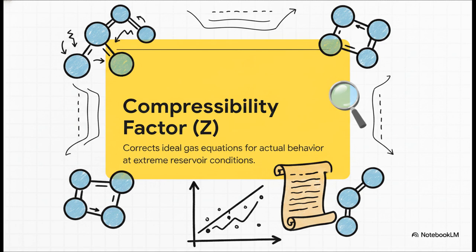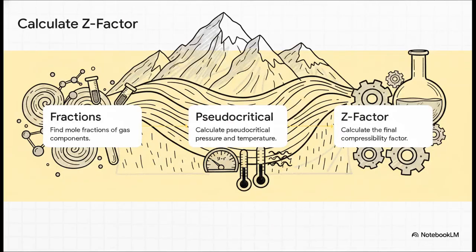Figuring out this deviation means relying on some complex models. We're talking about the famous Standing and Katz chart from back in 1942, or the highly precise Dranchuk and Abu-Kassem mathematical correlation. To actually handle all that complexity, we transform what looks like a terrifying wall of thermodynamics into a simple, three-step engineering checklist. First, we find the molecular fractions. Second, we use those to calculate what we call pseudocritical pressure and temperature. And third, we just plug those right into our correlations to find our Z factor. Just like that, we know exactly how much physical volume our gas is occupying way down in the dark.